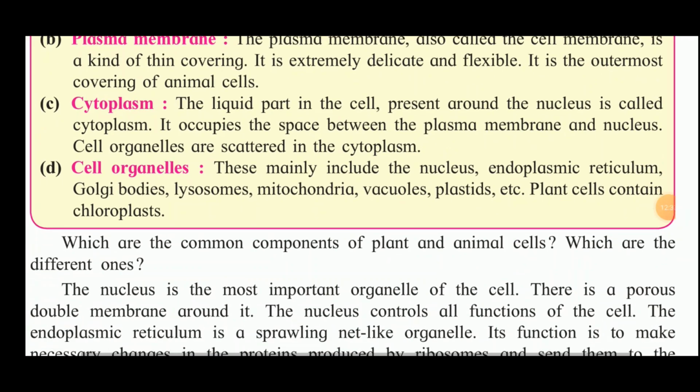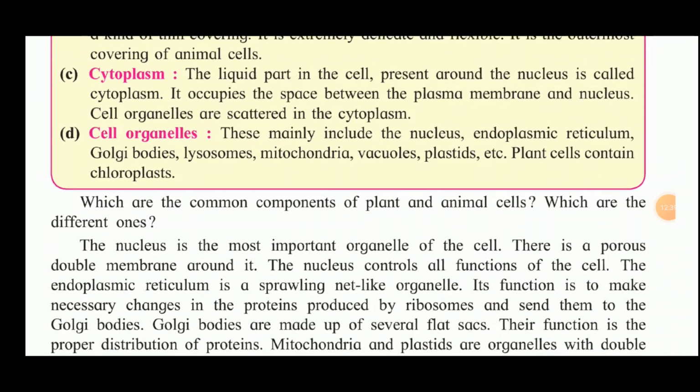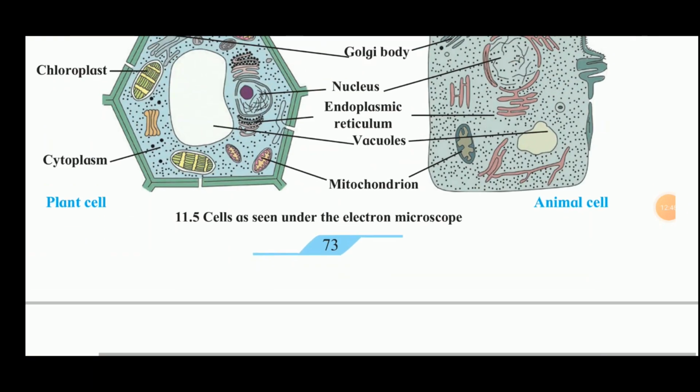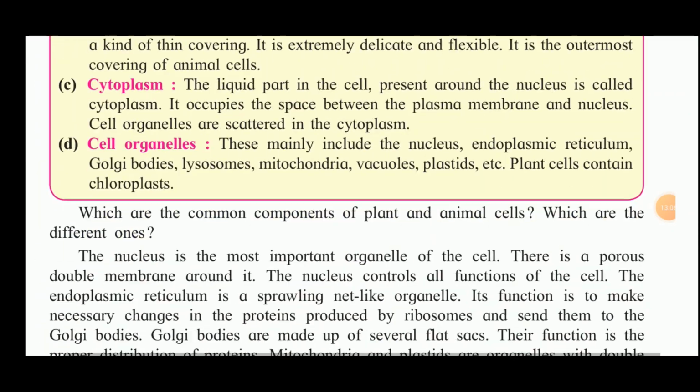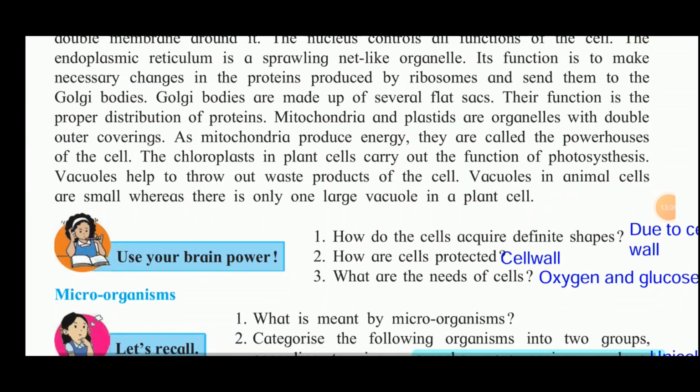Now what are the common components of the plant and the animal cells, and which are the different ones? The common components, from the figure itself we can see here, are nucleus, Golgi bodies, cell membrane, vacuoles, mitochondria and endoplasmic reticulum. And the uncommon ones are which? Lysosomes are present in the animal cell, chloroplast is present in the plant cell. So these are the uncommon ones, and cell wall is present in the plant cell and cell wall is absent in the animal cell.